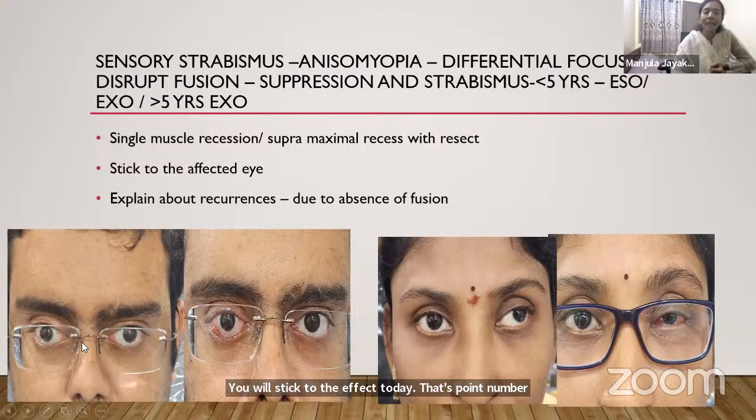This man has undergone LASIK at an early age, actually a pediatric kind of LASIK. That's why he's wearing a thinner lens, but he has a small angle of exotropia. So in this, a single muscle recession was done.